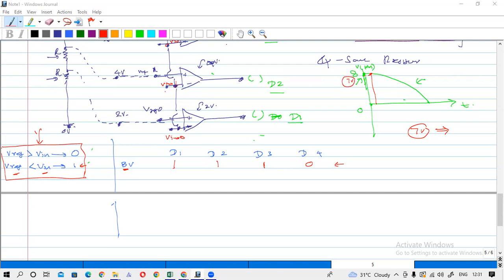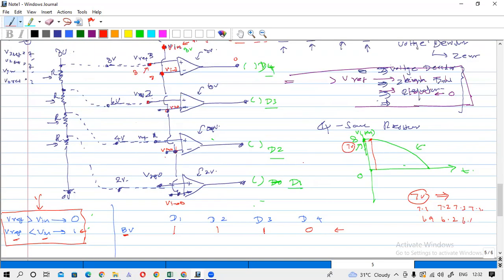Yes, that is the same bit pattern. If it is 7, you will get 1110 again. If it is 7.5, 7.4, 7.3, 7.9, any value, you will get it, and also 6.2, 6.1. If you consider these values also, you will get 1110. So you can check it.